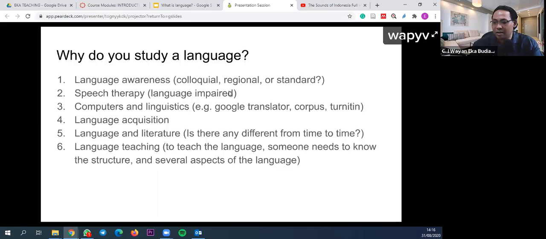Computers and linguistics. Not all of the computers, even though at the moment they are getting more and more sophisticated, are the same as what people say. So Google Translate, corpus linguistics, Turnitin, they are all machines or computers in this case. But not all of them exactly deliver what people expect. That's why when you work with Turnitin, for example, this is what I share.